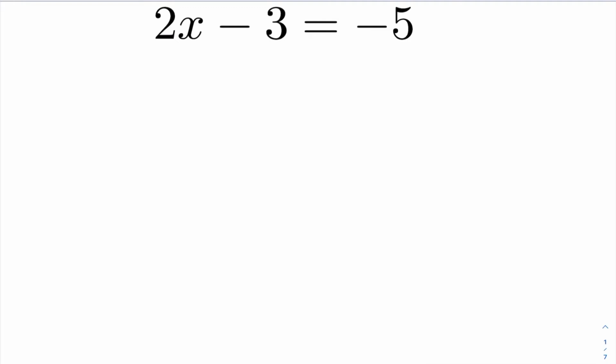All right, we're going to be looking at solving basic linear equations. So for our first linear equation here, we have 2x minus 3 equals negative 5. The goal here is to get x by itself. To get x by itself, we'll have to get rid of the 2 and the minus 3.